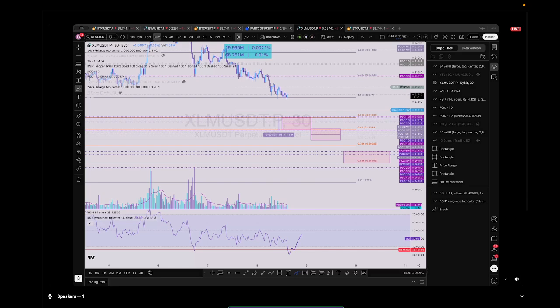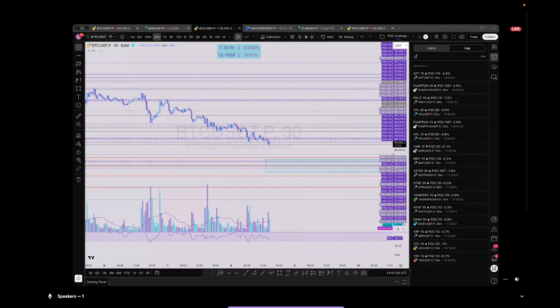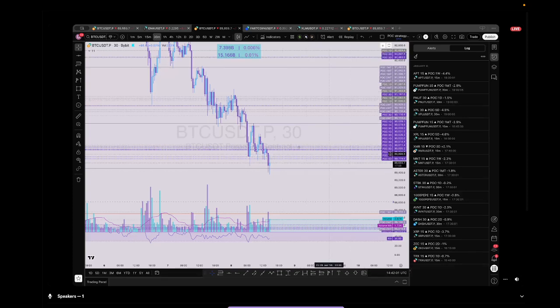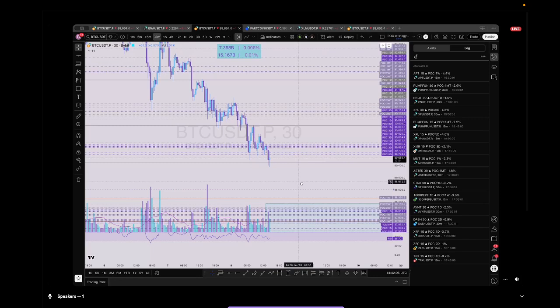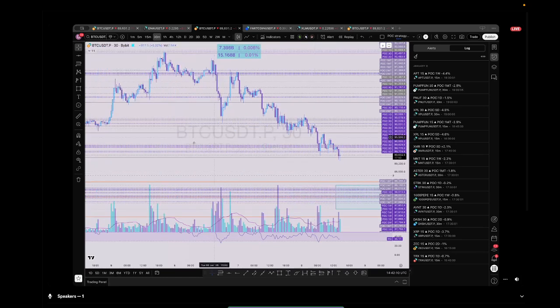So BTC bouncing. Yes, bouncing, but very, very lightly, very softly. We also have a div, if you look here.